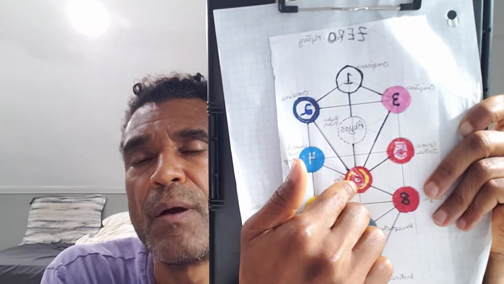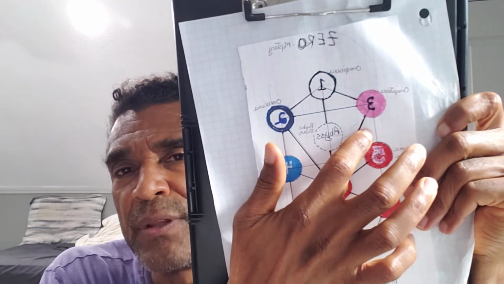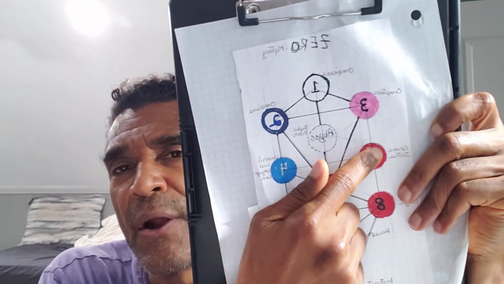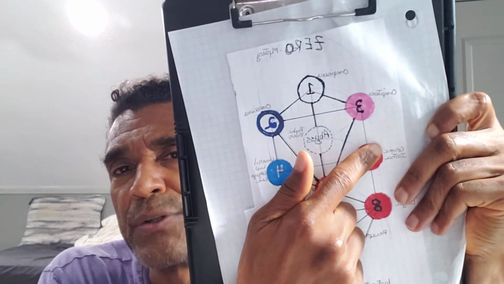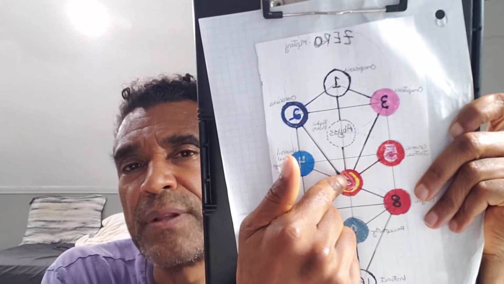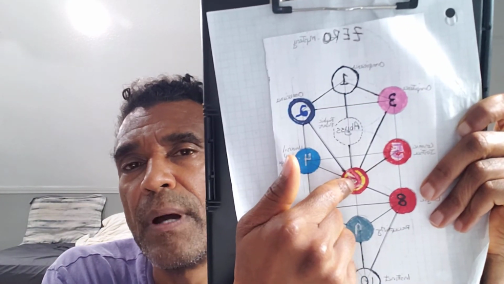So what happens here is you can imagine that there's a mirror right here. We get immediate feedback on our actions. So when we act, there's a reaction. For every action, there's an equal and opposite reaction. That's how karma works. As you sow, so shall you reap.